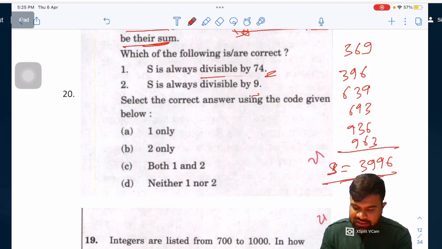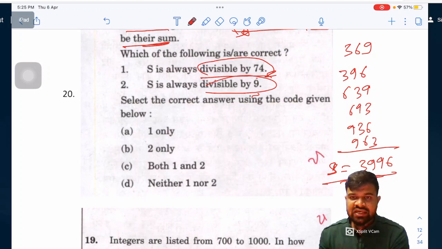Now you will have to check the divisibility by 74 and 9. How will you check the divisibility by 9? Just add the digits. 9 plus 3 plus 6 is 18, and 9 plus 9 plus 9 is 27. The sum of the digits is divisible by 9. That means statement 2 is true.